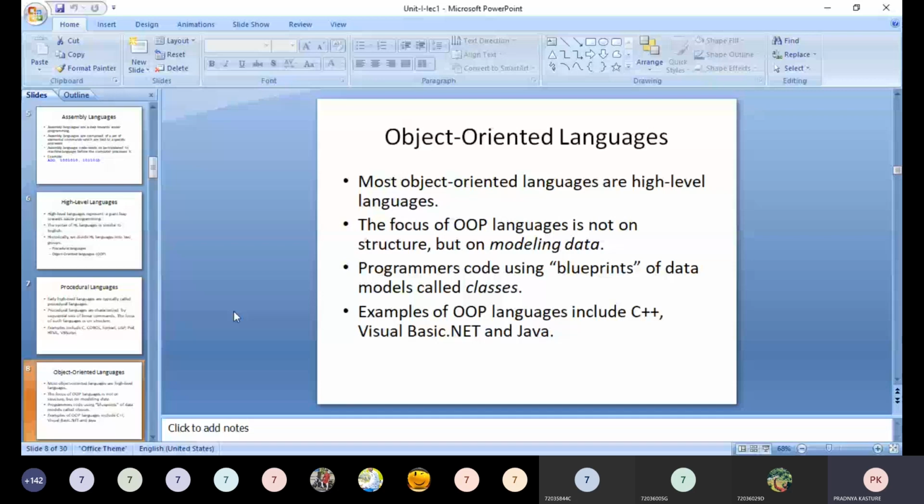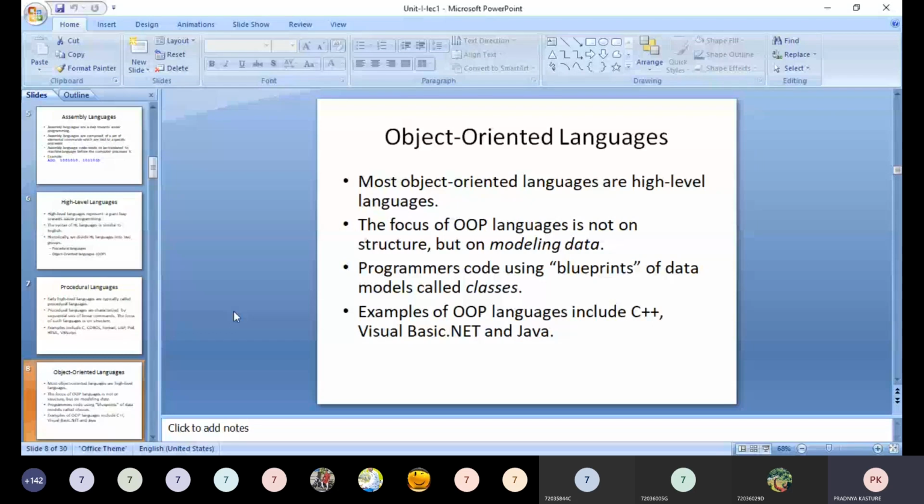Programmers code using the blueprints of the data models, which are called classes. Now the programmer has to know the concept of classes and how the classes make or use the data. Examples of OOP languages include C++, Visual Basic .NET, and Java. These are very popular languages. C++ was a very essential language.